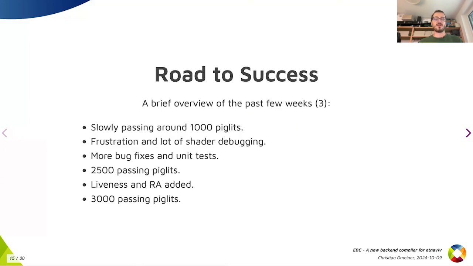With these additions, the number of passing piglet tests increased to around 3000, showing that the compiler was becoming more robust and capable. Also, at this time, I started to test the OpenCL CTS suite, and I was surprised how much I was passing at that time.